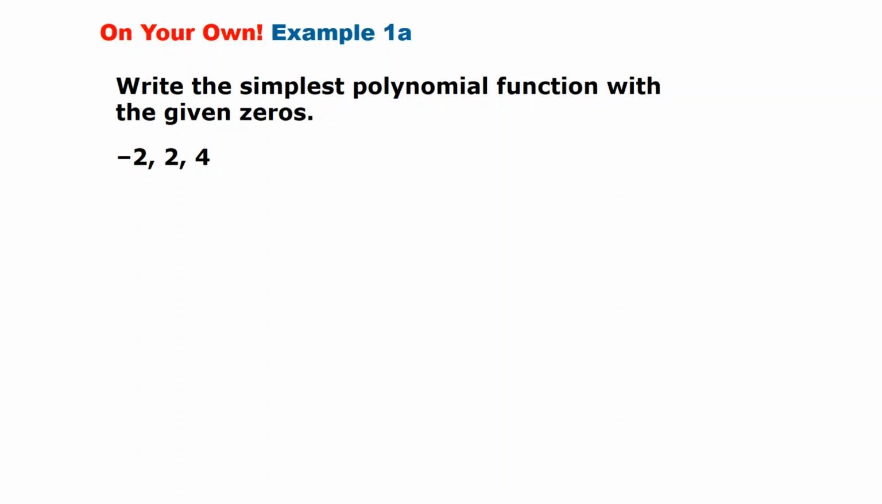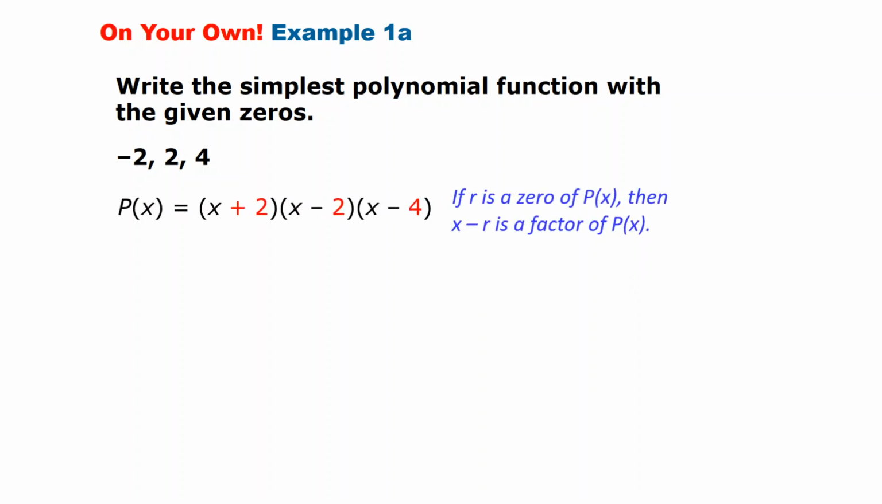Okay, so when you tried this on your own, the very first thing you should have done is gone ahead and set each one up. If our first term is -2, this would be x minus a -2, which is the same as x plus 2. And then our second one is x minus 2, and our third one is x minus 4. Once we've done that, we just have to multiply.